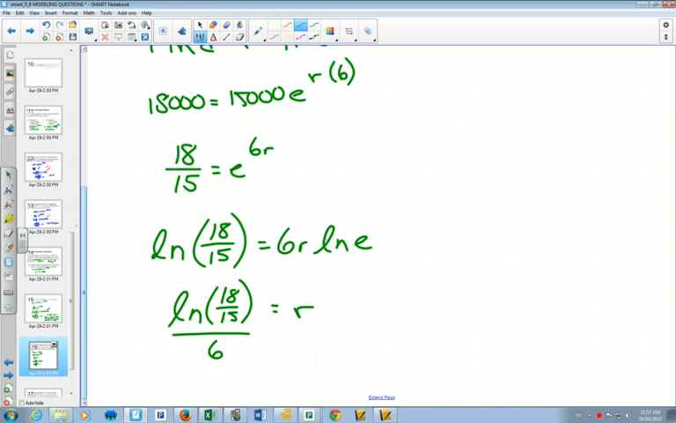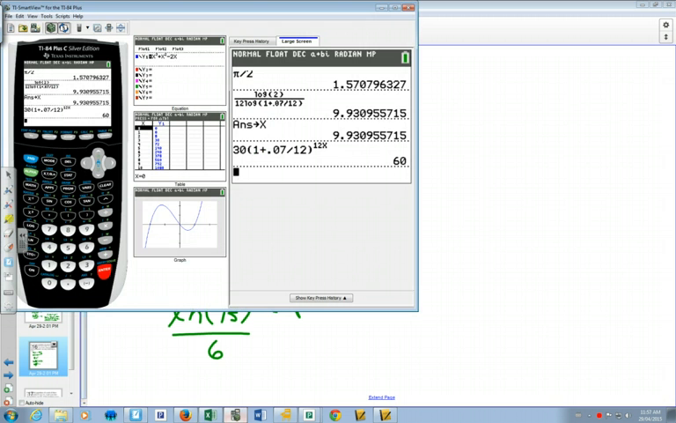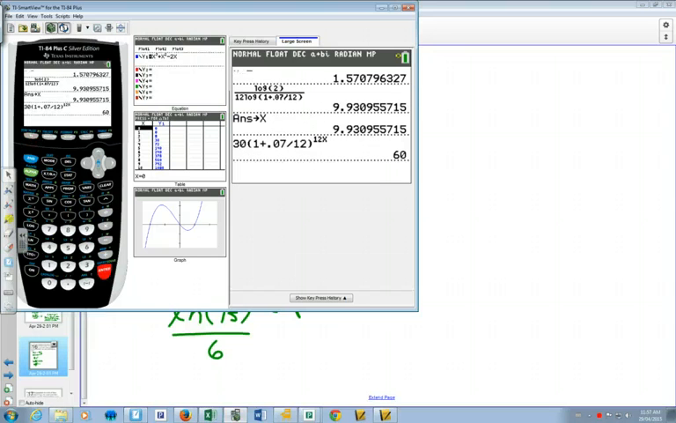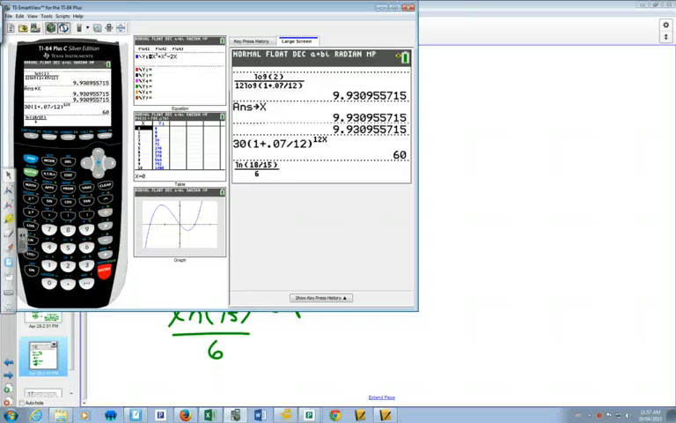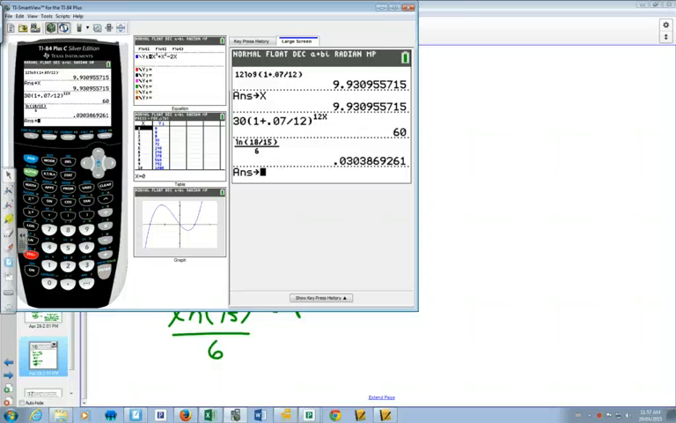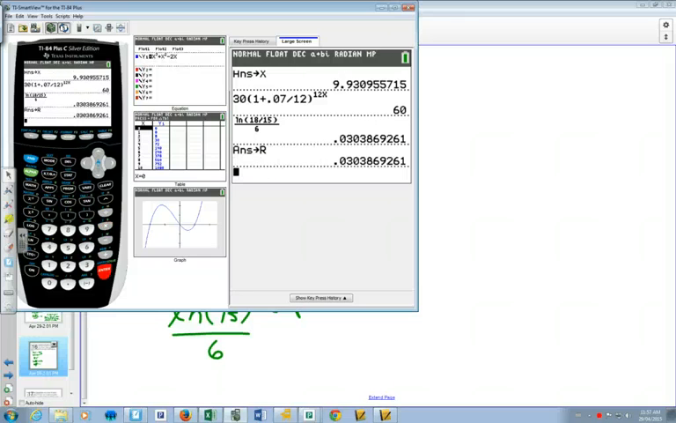and the natural log of e is 1. Now you can get this value in your calculator. We're going to need to use it later, so maybe what we're going to do is store it. Here, I'll go to my calculator, type it in. The natural log of 18 divided by 15, divided by 6. And I'm going to store it. And since it was my rate, I'm going to choose the letter R to store it as. Because if we round early, our value for t is going to be off.